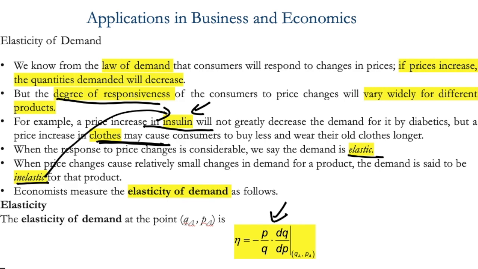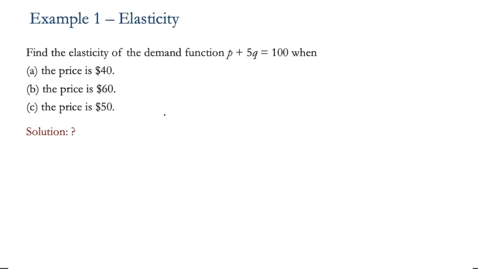Now let's look at an example so that you don't really have to suffer in terms of memorizing the formula. Let's say we have this example 1, elasticity. We have this demand function, P plus 5Q equivalent to 100. Now find the elasticity value when the price is at 40, when the price is at 60, when the price is at 50. What we need to do is bring all the numbers to the right hand side so that we are left with Q only on the left hand side, so that we can have Q as a function of P.